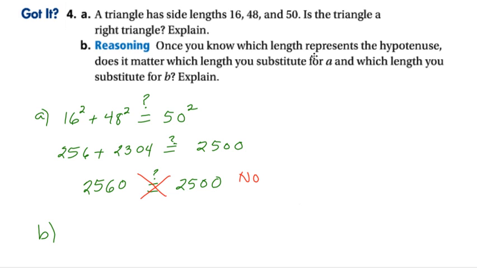Part B says, once you know which length represents the hypotenuse, does it matter which length you substitute for a and which length you substitute for b? It absolutely does not. They're both sides, or both legs, of the triangle, so it does not matter.